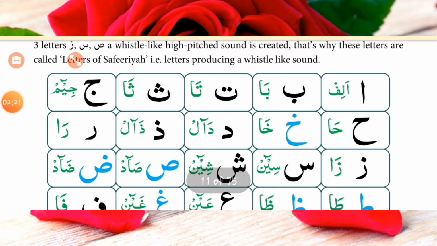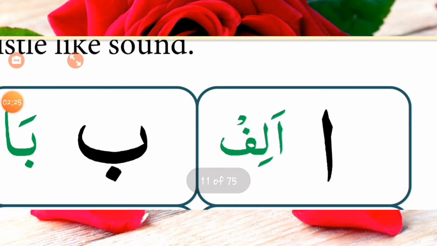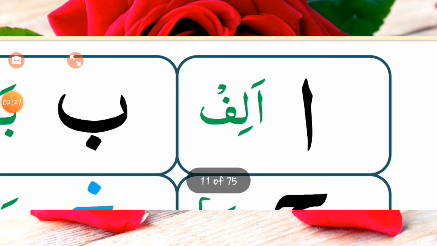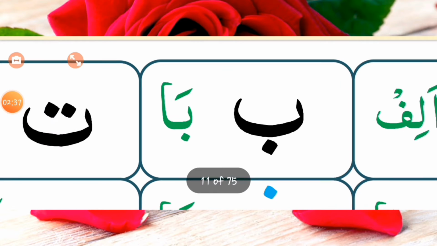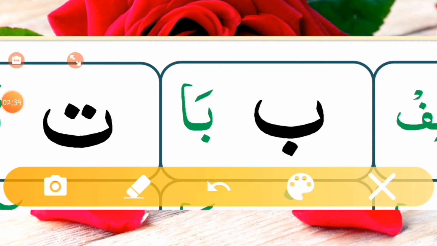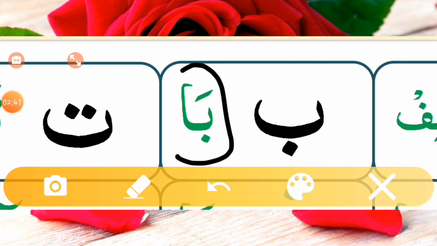So now we are going to start our lesson number 1. First of all we say Alif, Alif, Ba. We suppress the letter Ba up to 1 second because Ba has Alif with it. I am going to show you. Okay.